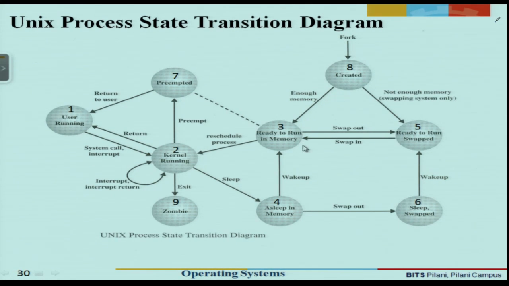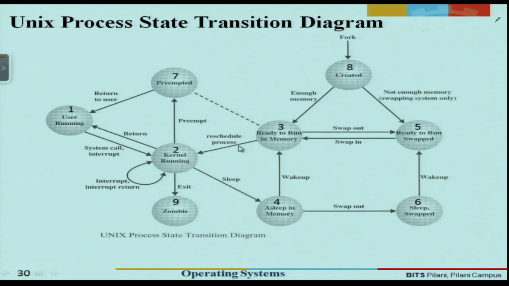We should also notice two states, that is sleep in memory and sleep swapped. Sleep in memory is a state for a process which is in a blocked state. Whenever the process does an IO, it goes and gets blocked. So this state corresponds to a blocked state, and from a blocked state, when the process is moved out, it goes into a state which we call sleep swapped.